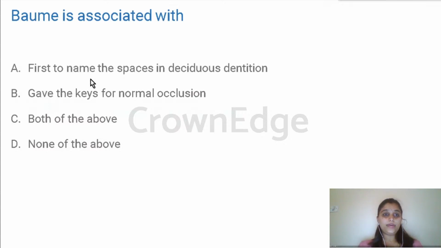He is associated with: first to name the spaces in the deciduous dentition, who gave the keys of normal occlusion, both of the above, none of the above. So yes, A is the answer. Baum is actually the person who was the first to name the spaces in the deciduous dentition.